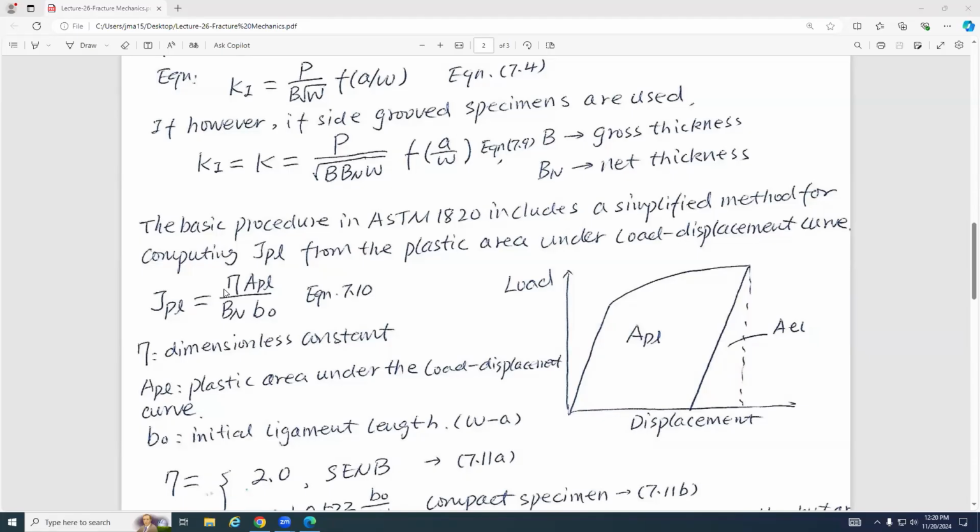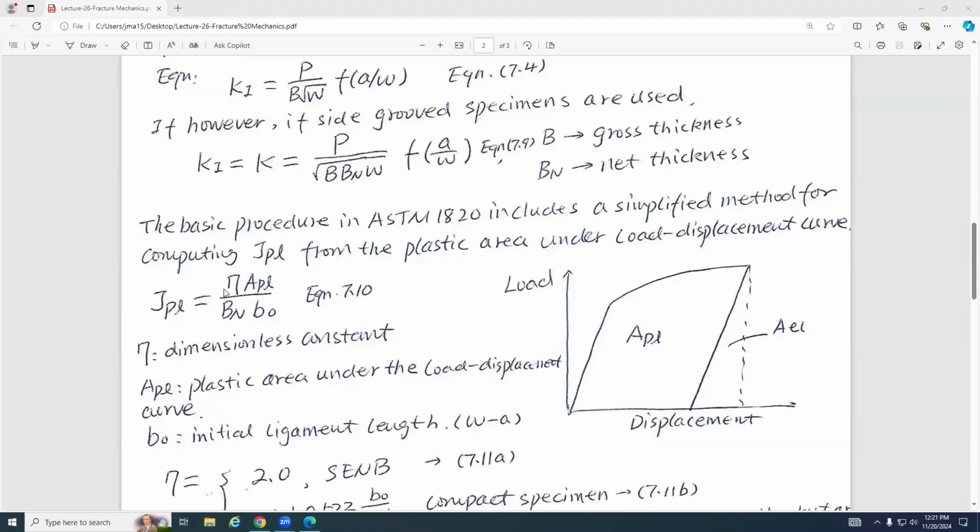BN is the net thickness for the side-grooved specimen, and B0 is the initial ligament length. Width is W, crack length is a, and W minus a is the ligament length. So we use this equation to get this JPL.